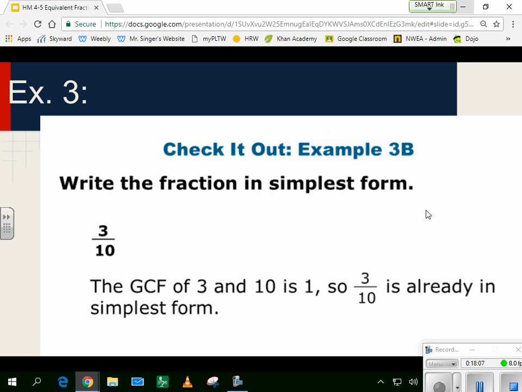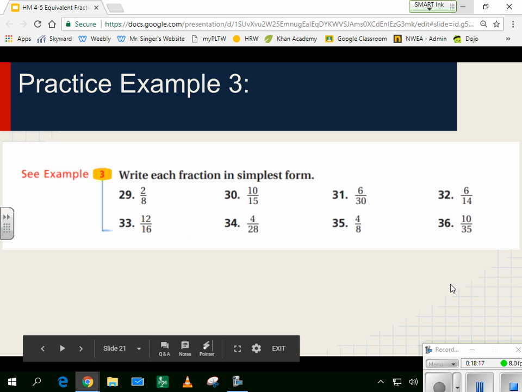Okay, and again, here's an example where it's already in simplest form. The greatest common factor of 3 and 10 is 1. You're going to have these sometimes where it's already in simplest form. So you have 2, 4, 6, 8 problems to do.